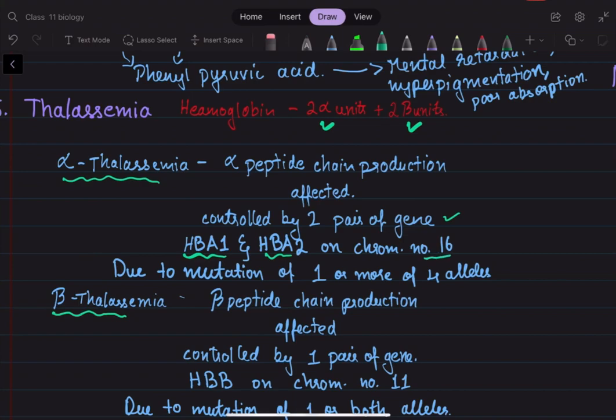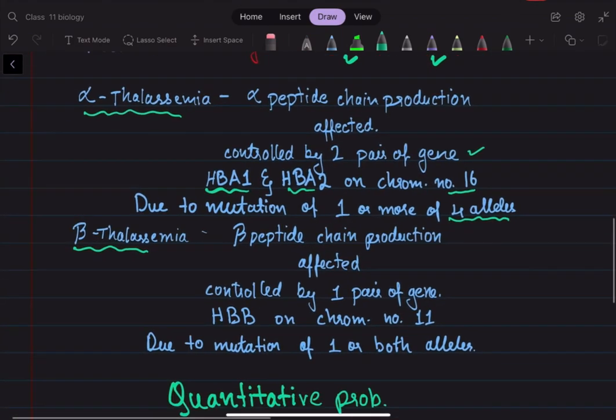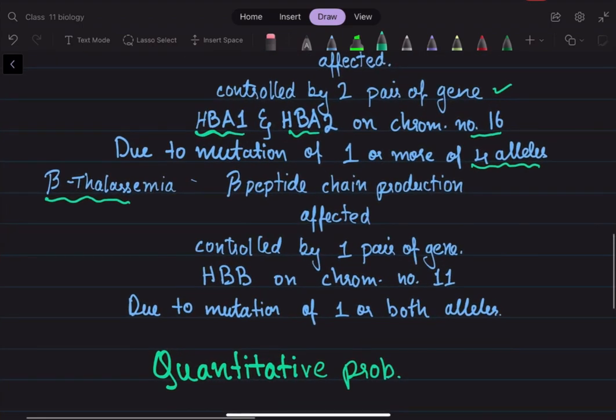As there are two genes responsible for this, the mutation can happen in any of the four alleles, or all of the alleles, or there can be more than one mutation also. But in beta thalassemia, the beta peptide chain production is controlled by only one pair of genes, which is HBB, and it is present on chromosome 11. Since it is only one gene, there are only two alleles, so the mutation can happen in either one of the alleles or both of the alleles.